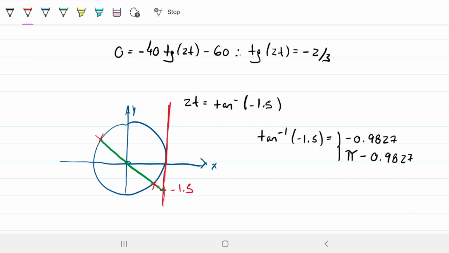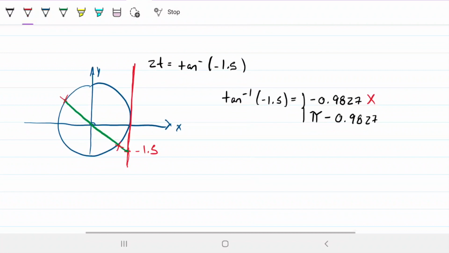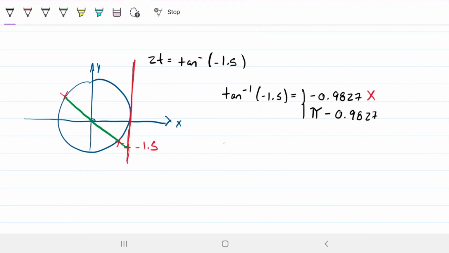So the negative value doesn't really mean anything for us physically here, right? So we can discard that one there. So that means that 2, let's change colors. So that means that 2 times my time equals pi minus 0.9827, which means that time, this guy here, is approximately 1.0794 seconds. Okay, so in other words, at approximately 1.0794 seconds, my velocity is maximum. That's the time at which my velocity is maximum.